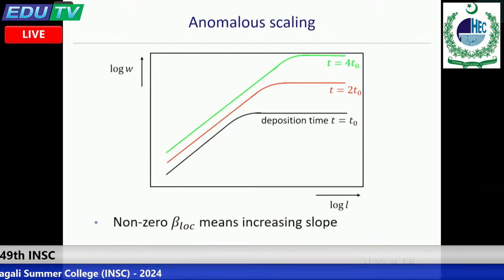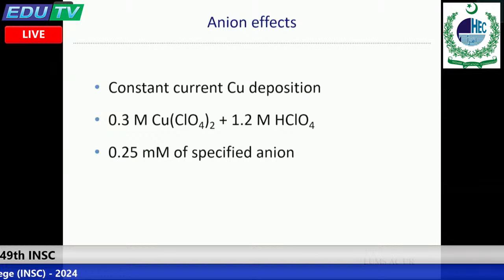So that's what I just pointed out. If you have a non-zero local roughness exponent, in other words, these curves are separate from each other, the slope is increasing. And you can see the effects of adsorbates very nicely sometimes in scaling data.